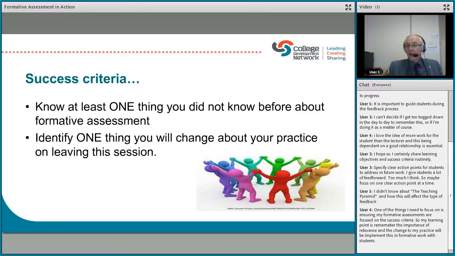And thank you, Margaret. That's really nice of you to say. Sharing your formative assessments are focused on the success criteria. Yes, linked, I think that is a real feature of formative assessment in action, where the feedback is also linked back to your learning objectives or your aims or your intentions, whatever language you use with your students. But let's not forget it should be linked to the success criteria as well. So thank you very much for that.